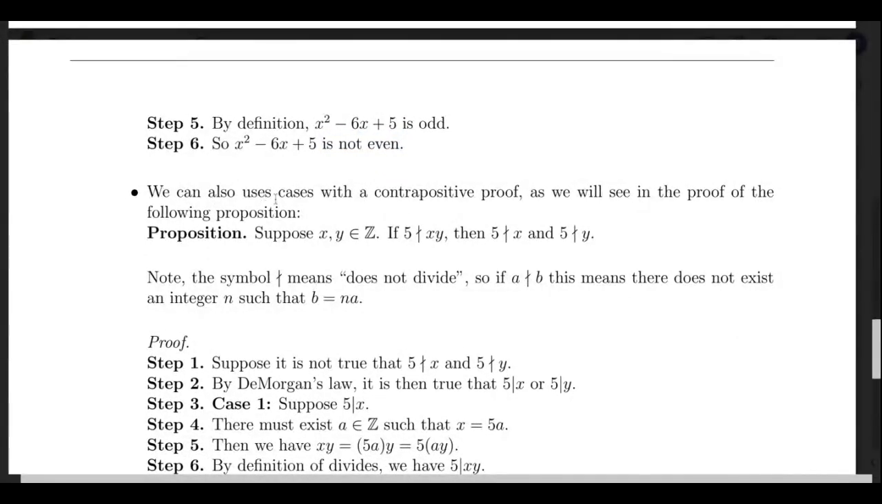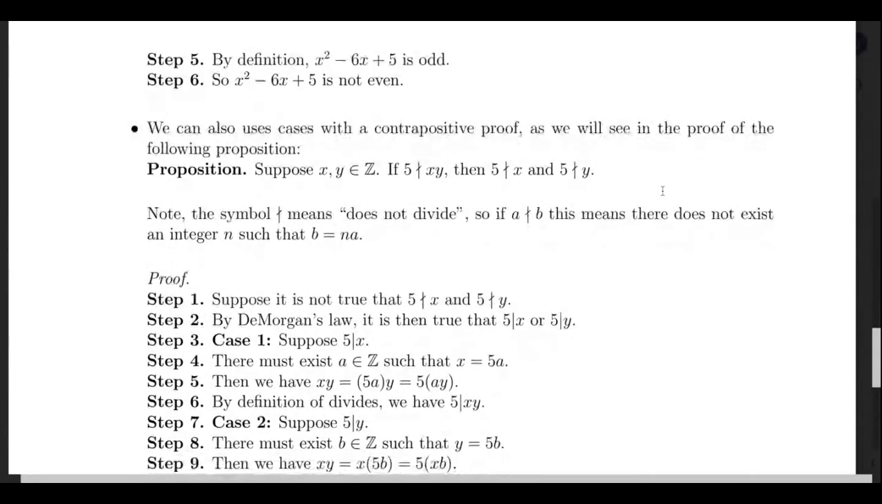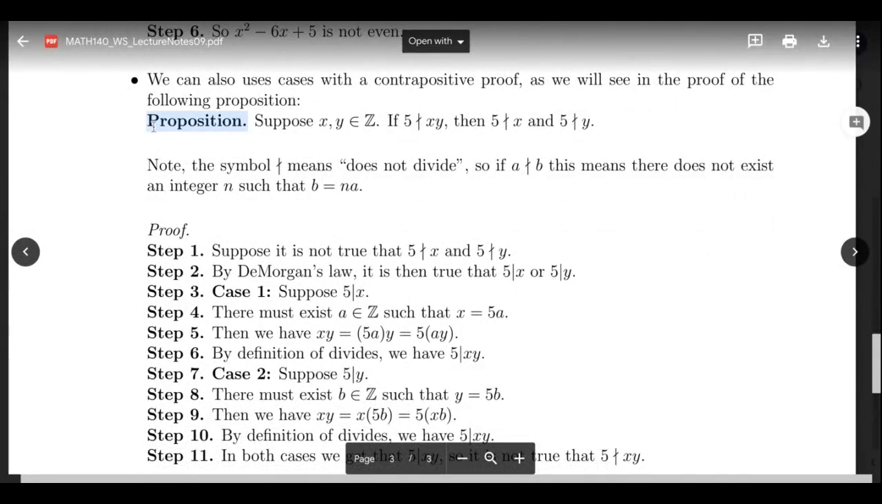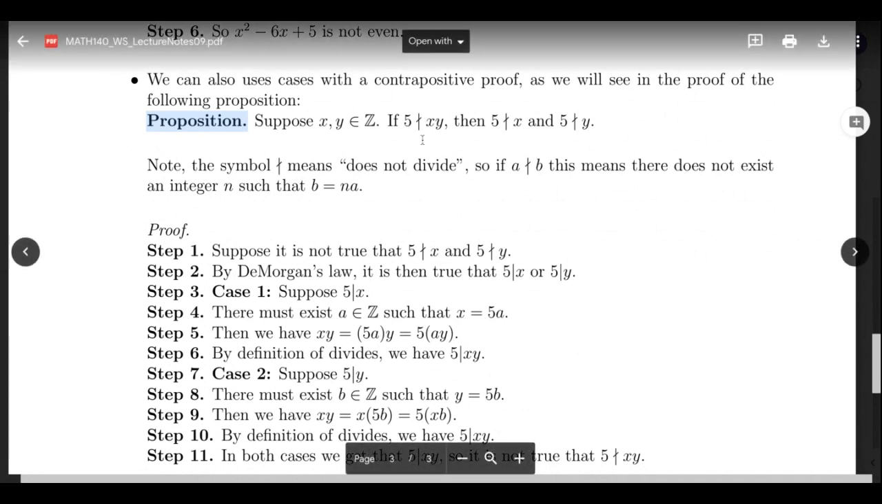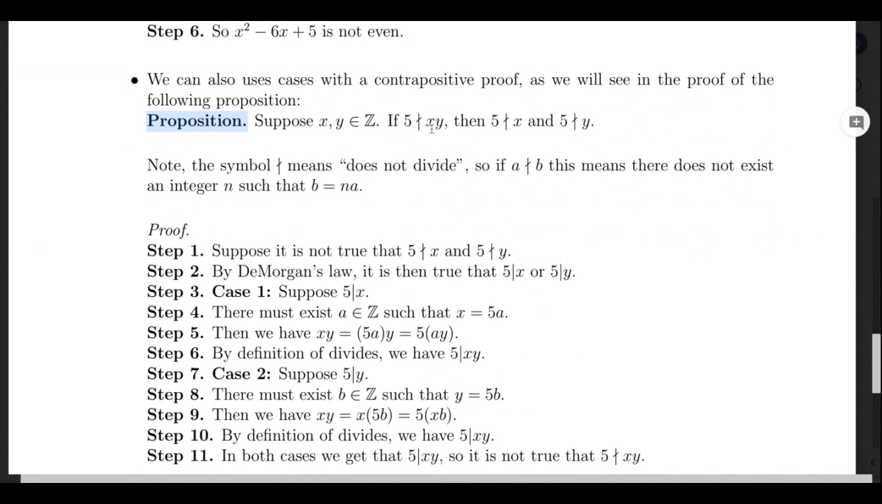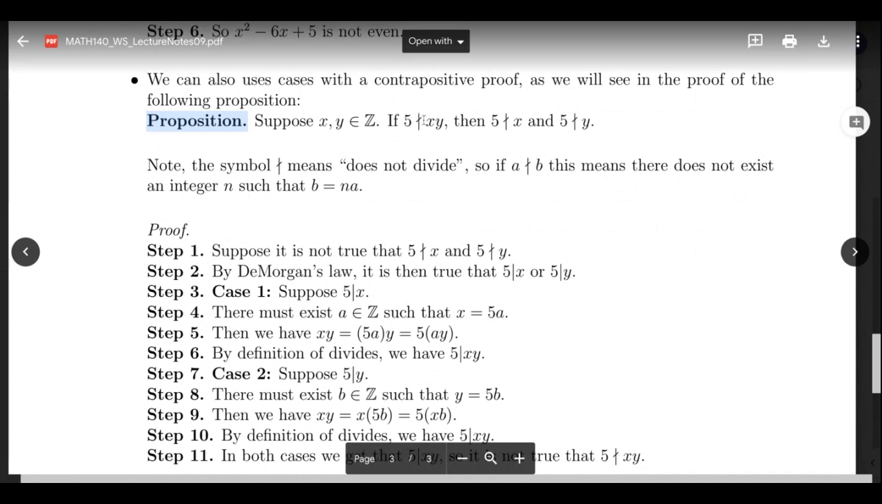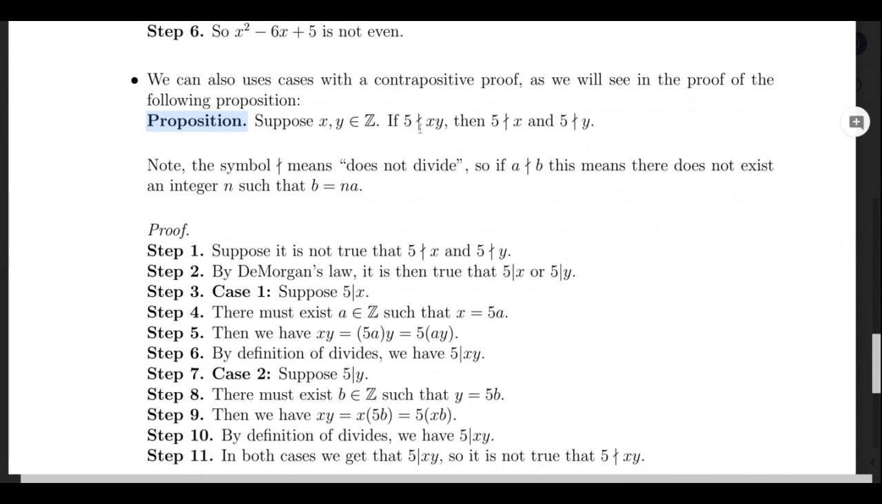We can also use cases with a contrapositive proof, as we will see in the proof of the following proposition. This is the third proposition. Suppose x and y are integers. If 5 does not divide xy, that means we cannot write xy equals 5 times something, so 5 is not a factor of xy. We use a bar with a slash to represent this notation. Then 5 doesn't divide x and 5 doesn't divide y. It's saying if 5 is not a factor of x times y, then 5 is not a factor of x, and 5 is not a factor of y.